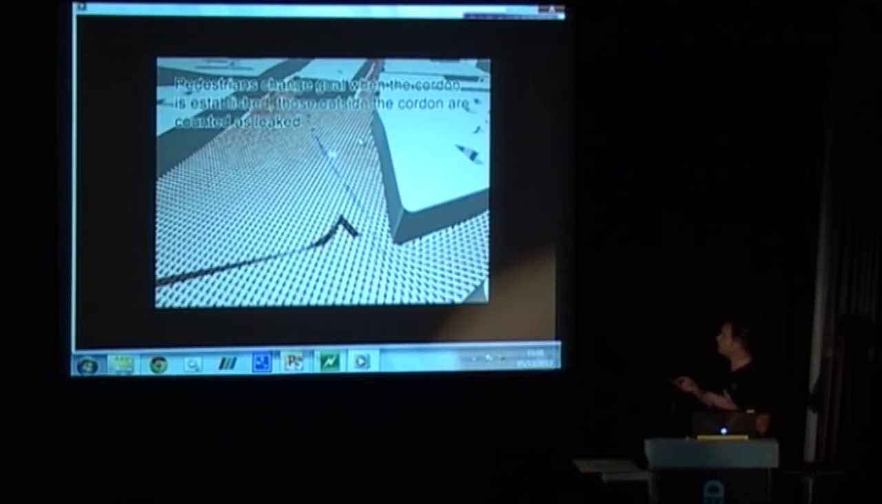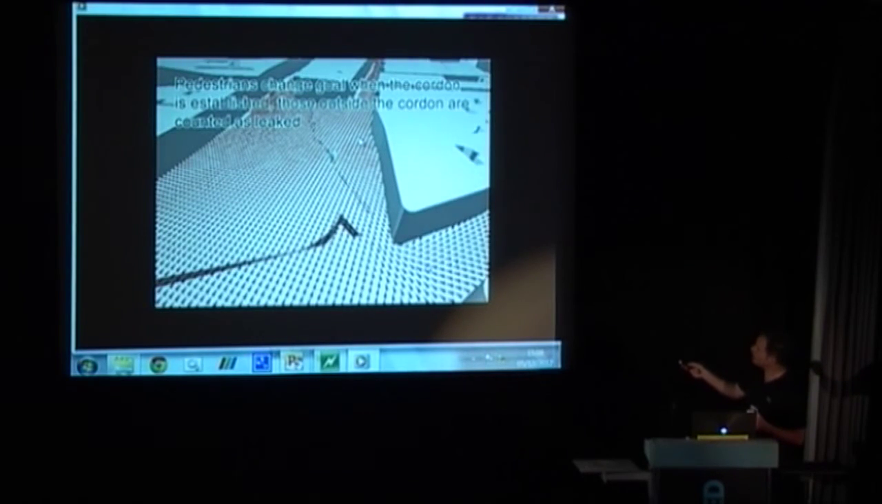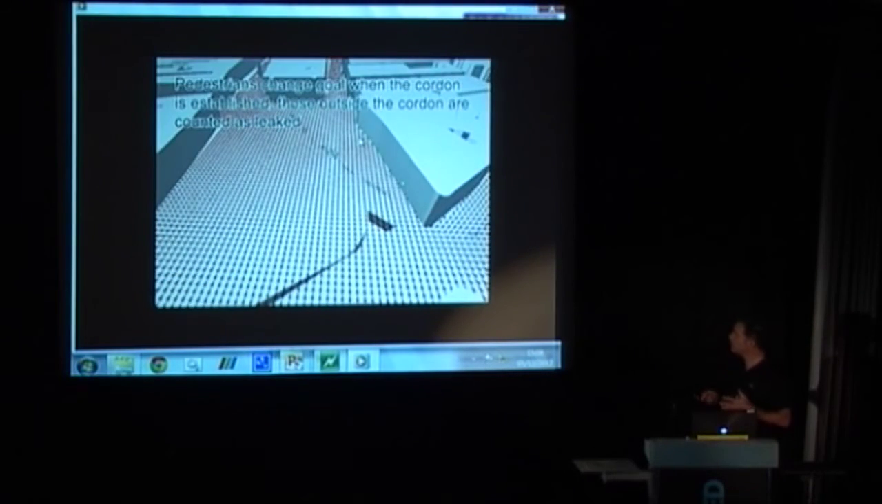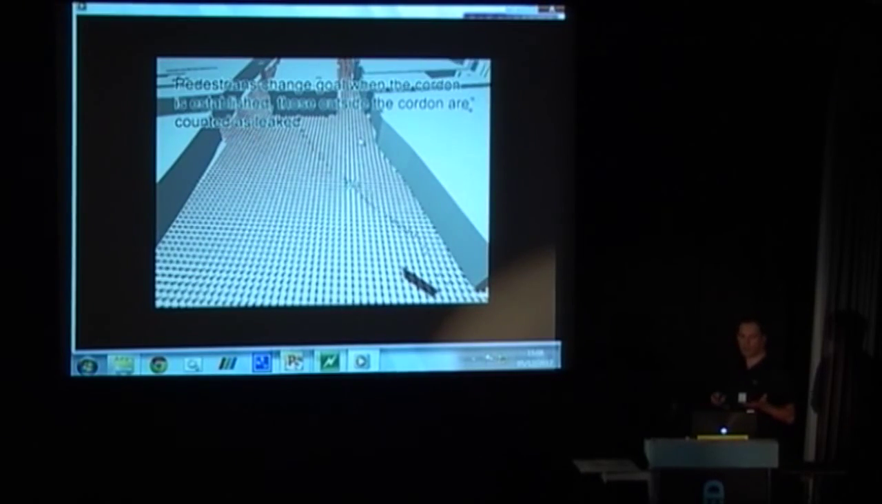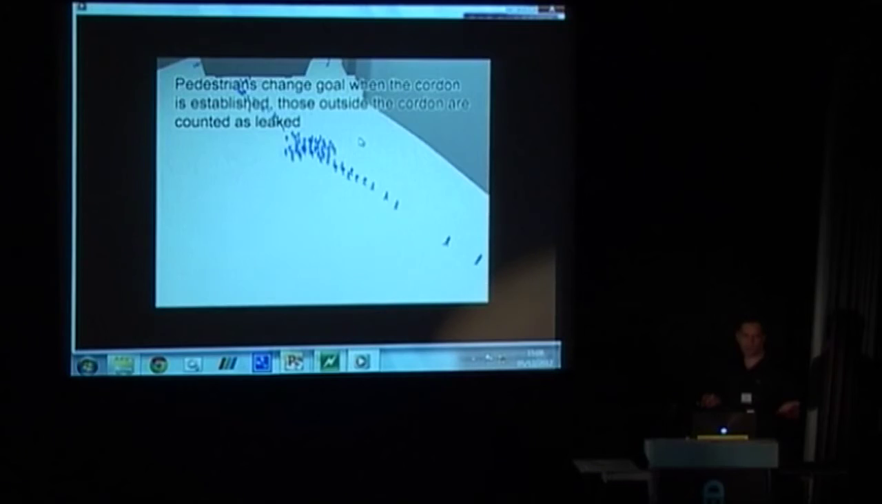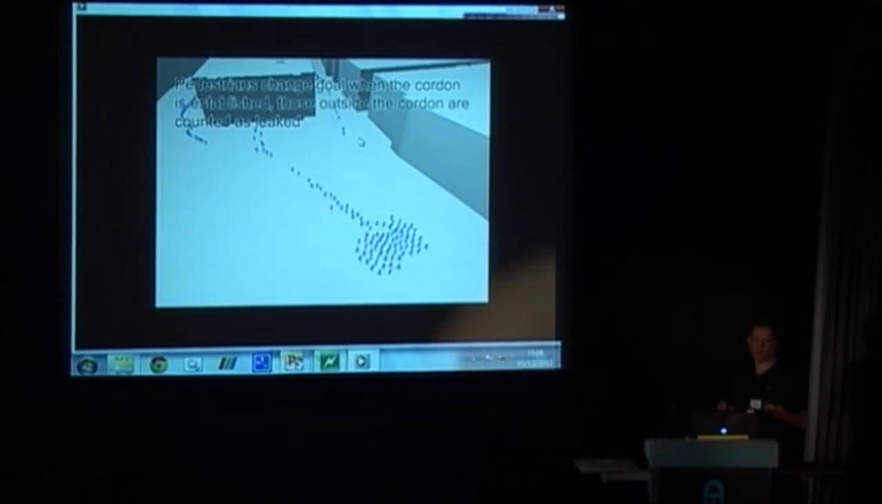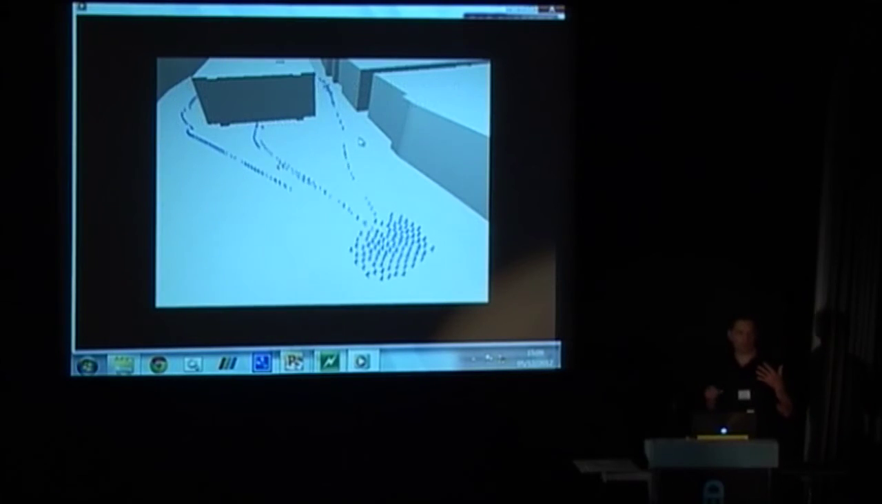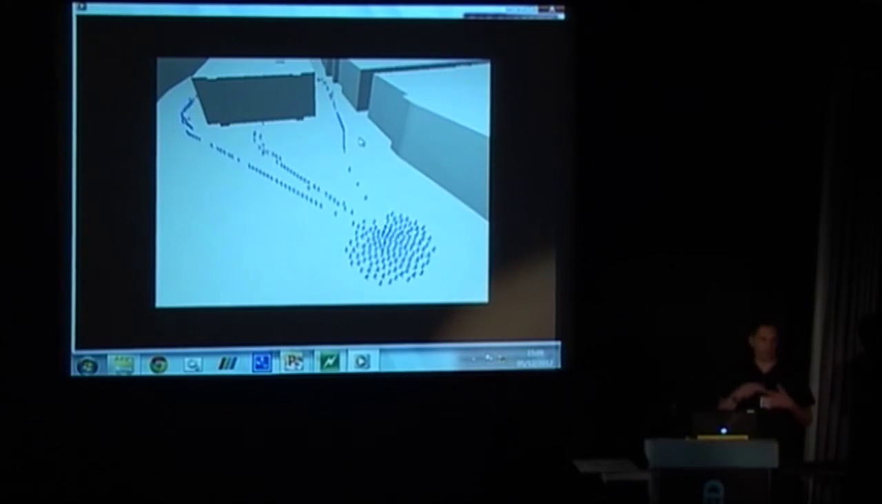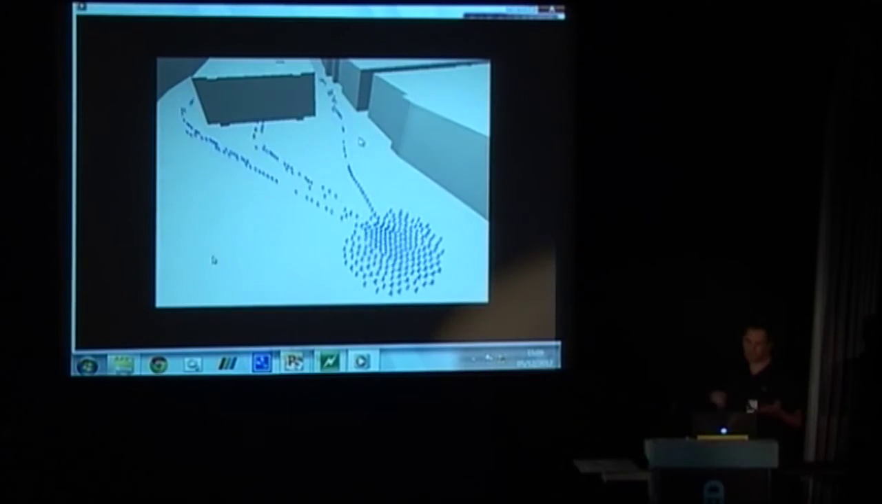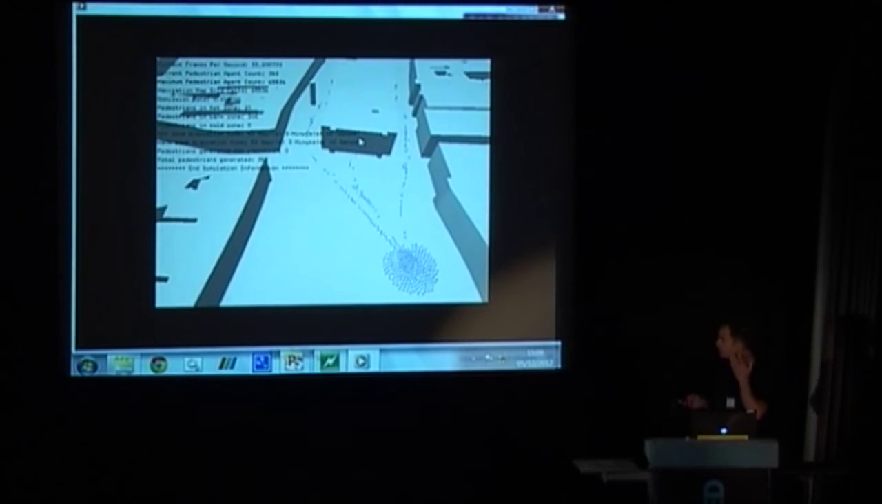Also, that leads on to, right, so pedestrians change their goal when a cordon is established. Those outside of a cordon are allowed to leak, so these people here escape without being decontaminated. Other people reverse their direction, start going back to the holding area. What we imagine this tool could be used for is also traffic modelling, so that you're feeding data in from a traffic system, and that affects it, and then you can start modelling from that position. So reasonably exciting things you can do with a tool like this.